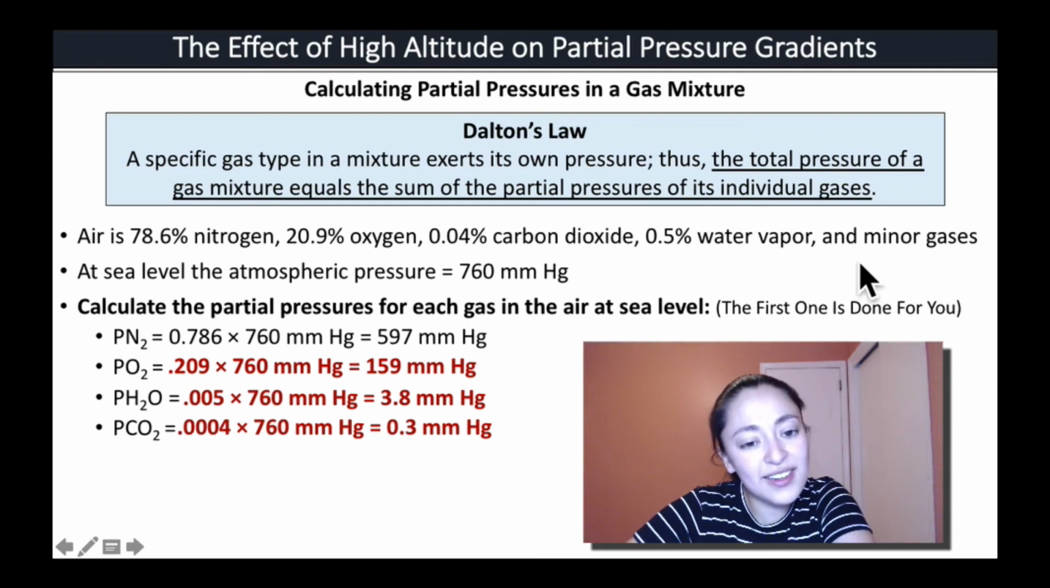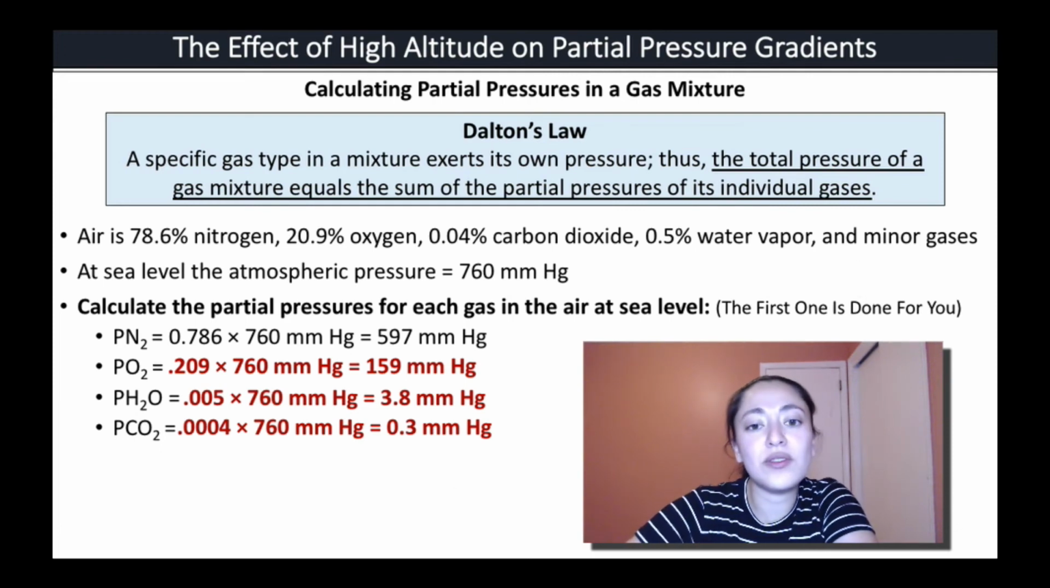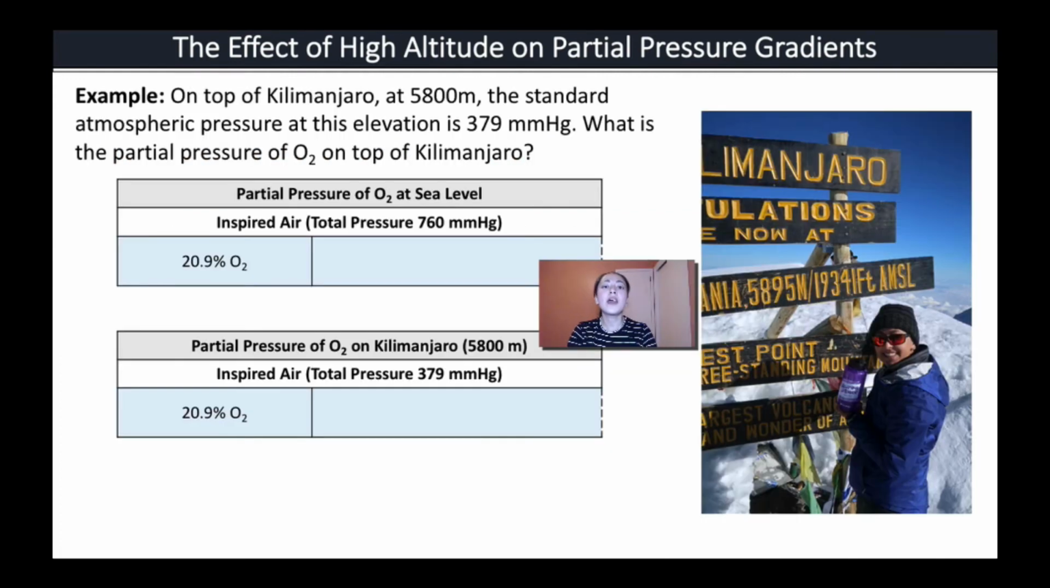Now this is going to be important again in understanding how altitude affects partial pressure gradients. So how does altitude affect the partial pressure of oxygen? Well, let's use Kilimanjaro as an example. Two summers ago, my husband and I actually climbed Kilimanjaro. Kilimanjaro is the tallest mountain in Africa, and it's also a dormant volcano. Its height is about 5,800 meters, and the atmospheric pressure at that elevation is about 379 millimeters of mercury. So compare that to sea level, where it's 760. On top of Kilimanjaro, it's 379.